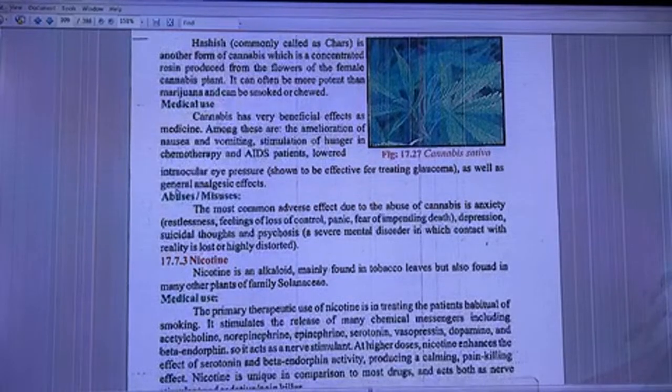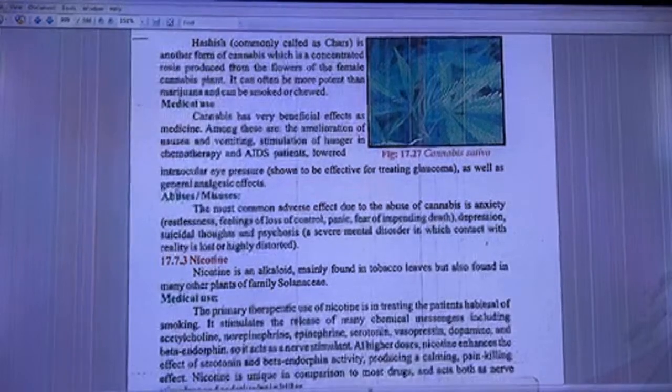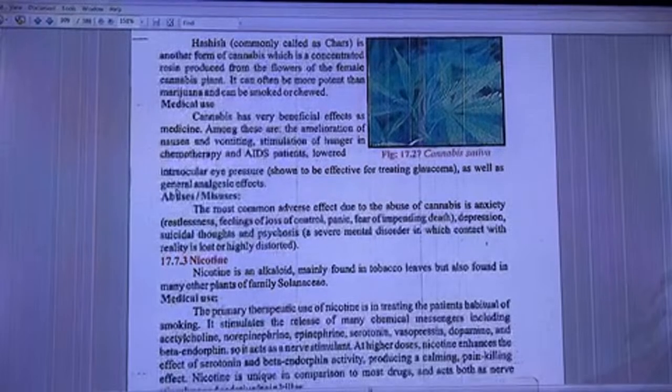Hashish, commonly called charas, is another form of cannabis which is concentrated resin produced from the flowers of the female cannabis plant. It can often be more potent than marijuana and can be smoked or chewed.